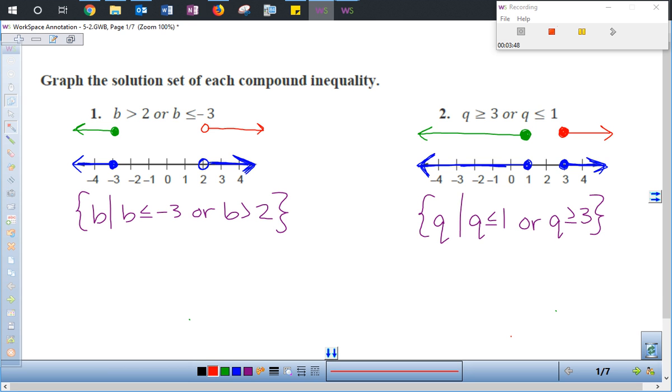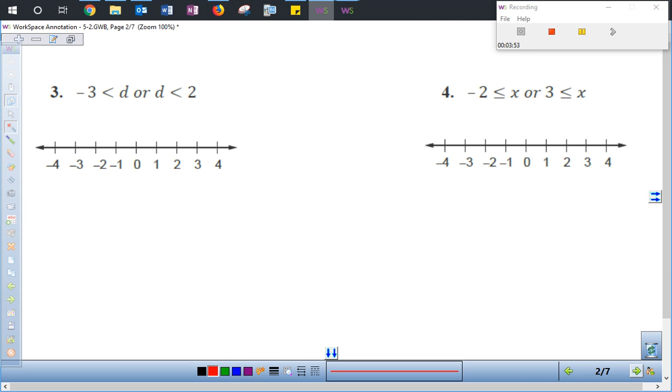Why are we doing these helper graphs if they end up looking the same as what we started with? Well, let's look at number 3. On number 3 we have negative 3 is less than d. Well, that can't happen. We have to have the variable first. So let's take a second and let's rewrite that. I want the d on the left side and the negative 3 on the right side.